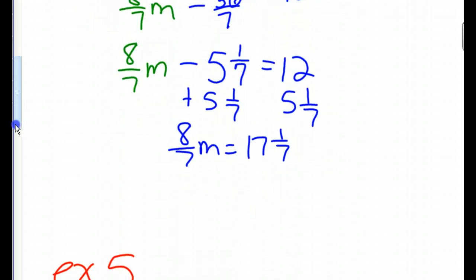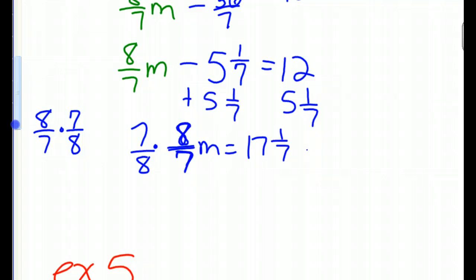Well, now we've never seen fractions like this. So what you need to know about these is you multiply each side by the reciprocal. If 8 over 7 is on one side, what you're going to multiply by is the reciprocal. You just flip them over, 7 over 8. So multiply by 7 over 8 to both sides, and you get m left on this side because these cancel. And what do you get left on this side? You get 17 and 1/7 times 7 over 8.